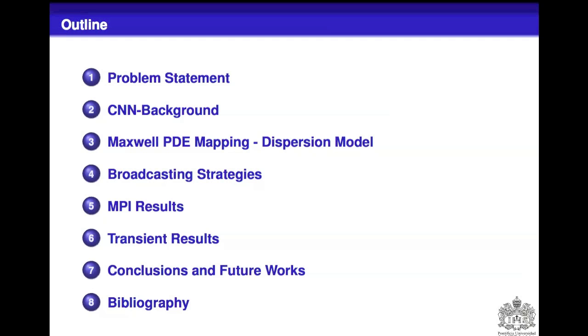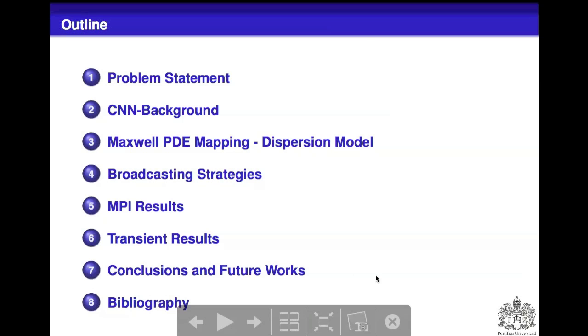Okay, to enhance the presentation, we made an outline. It has about 8 items. The first item is the problem statement that we are talking about first. The second one is the scene background, that is about the cellular neural network theoretical basics. The third one is the Maxwell PDE mapping with a dispersion model that is attached to it.